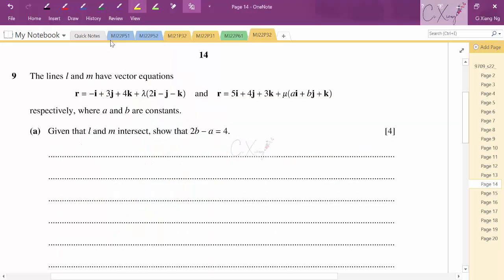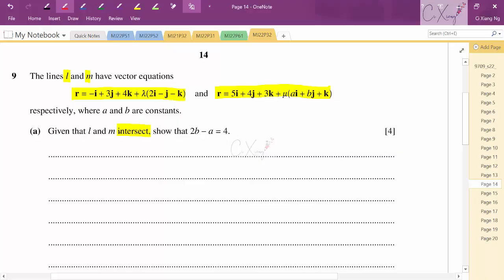Okay, question number 9. We have the lines L and M with their vector equations. This is the vector equation for L, and this is the vector equation for M. Then they tell us that L and M intersect, and they want us to show that 2b minus a equals 4.